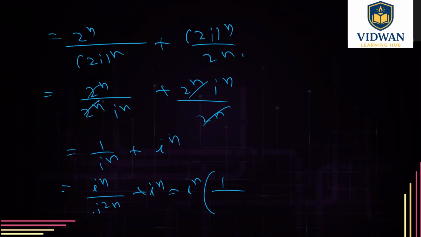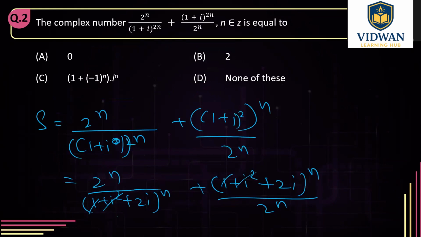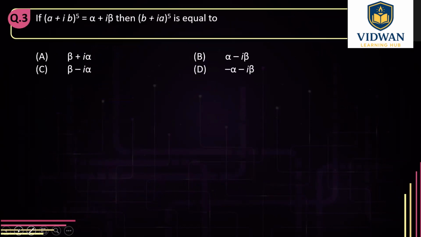You will get 1 by i^2n, which is nothing but (i^2)^n, which is (minus 1)^n, plus 1. And whether you write (minus 1)^n in the numerator or denominator doesn't matter, because for an odd power it will give minus 1, for an even power it will give plus 1. So it doesn't matter whether you write it in the numerator or denominator. So if you write in this format, clearly you can see that option C will match. Okay, I hope that's clear. Now let's move on to the next one.